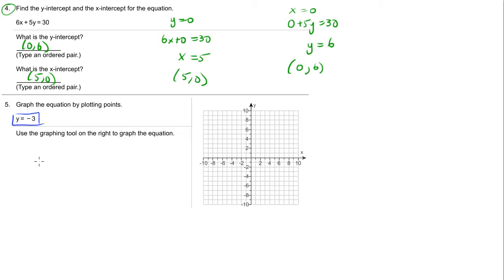Graph the equation by plotting points. Y is equal to negative 3. Well, x can be whatever. Y just has to be negative 3. That's a horizontal line. So remember, horizontal and vertical lines.